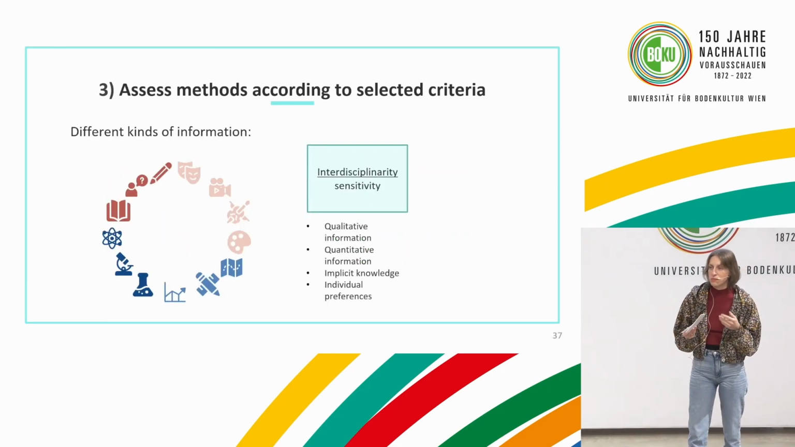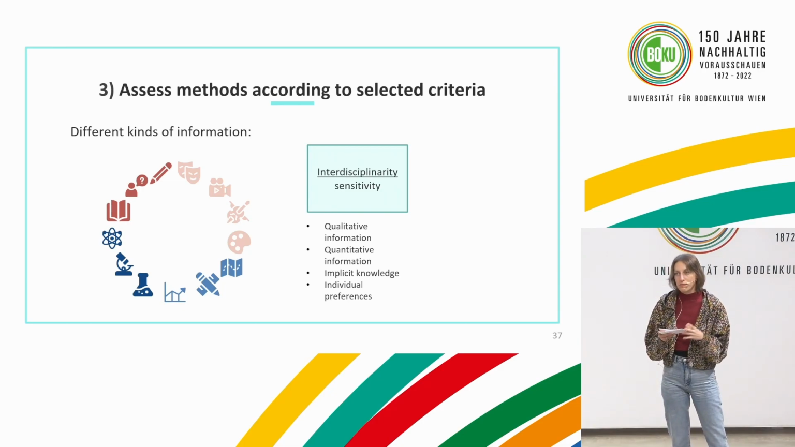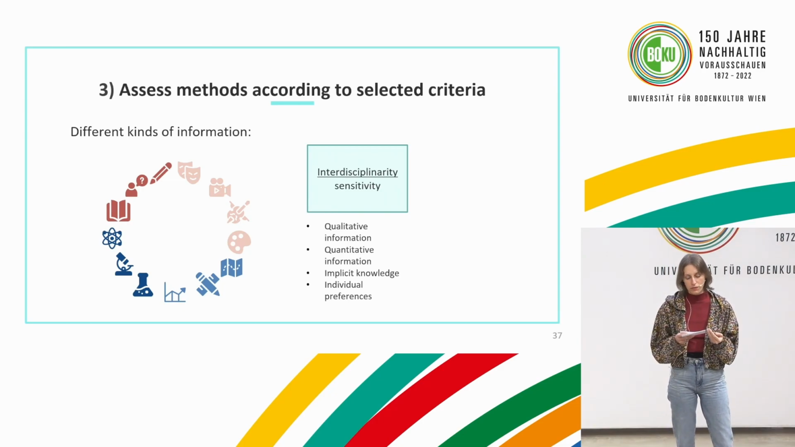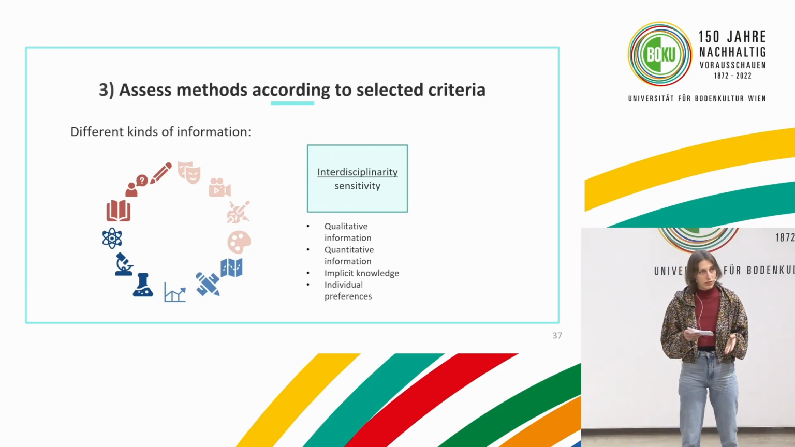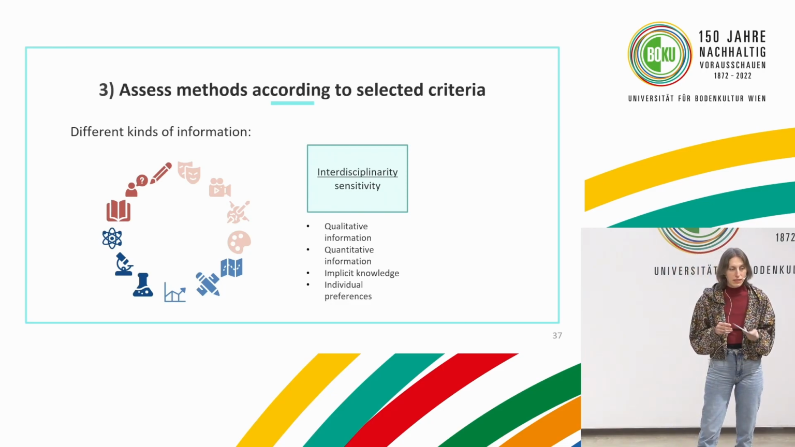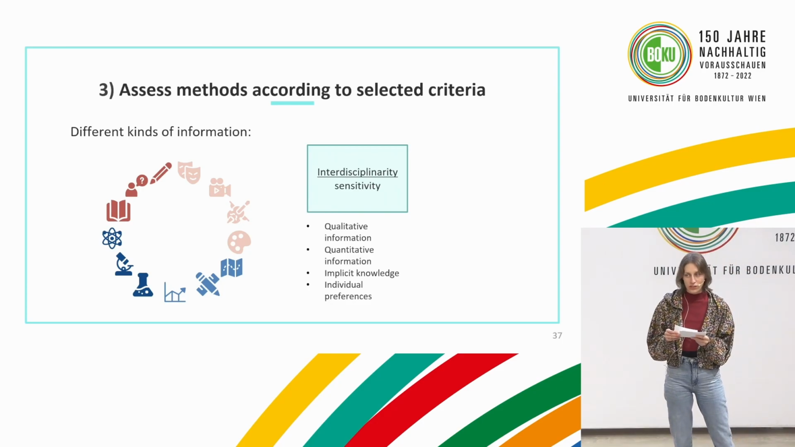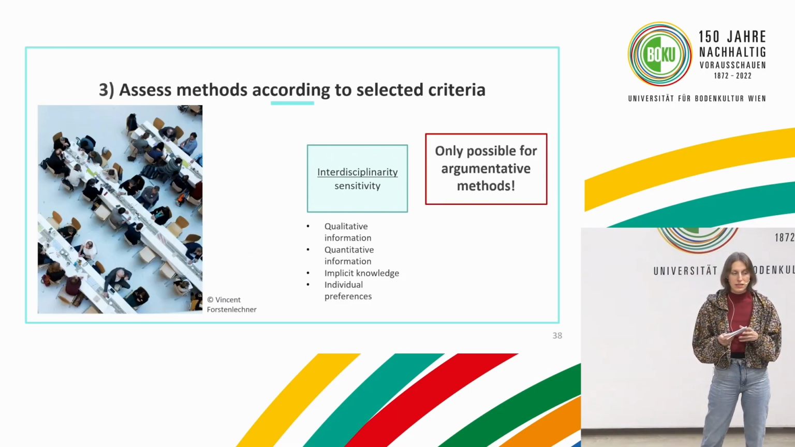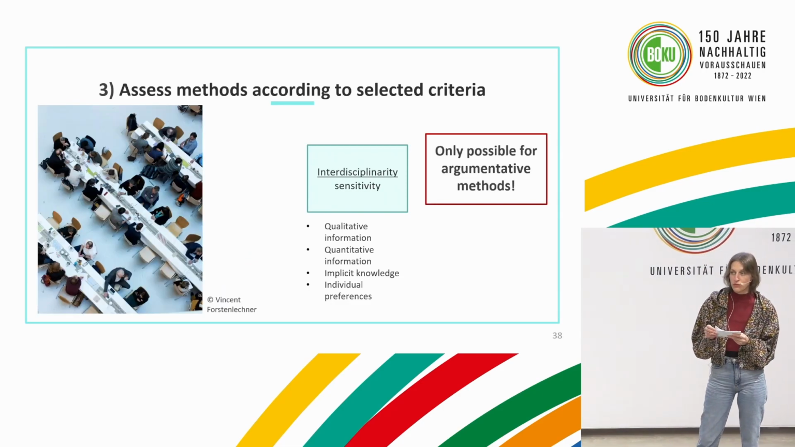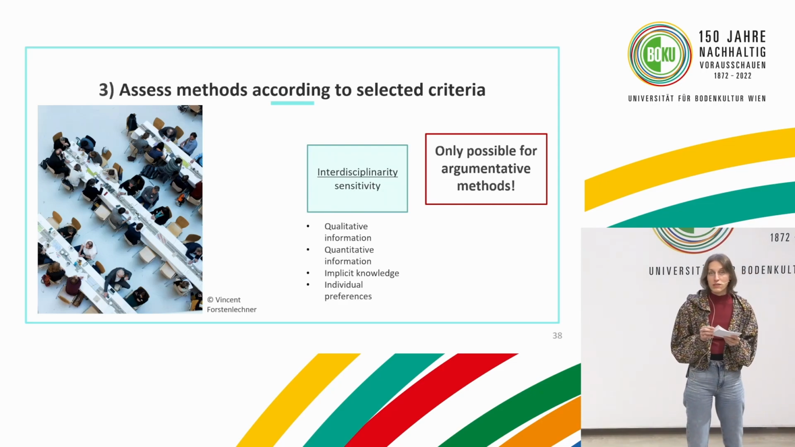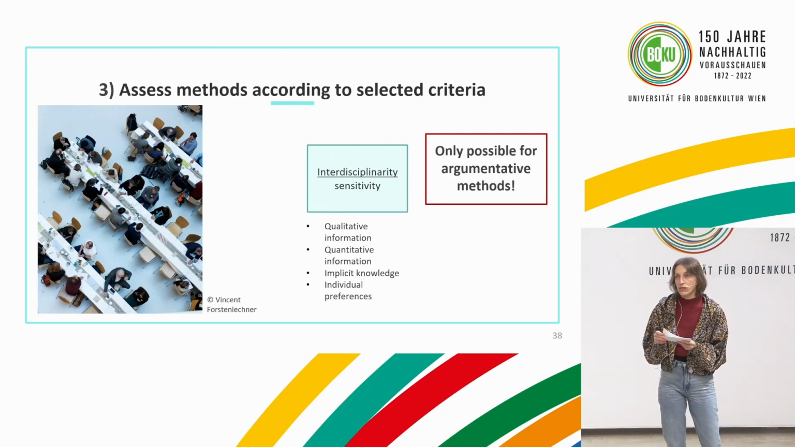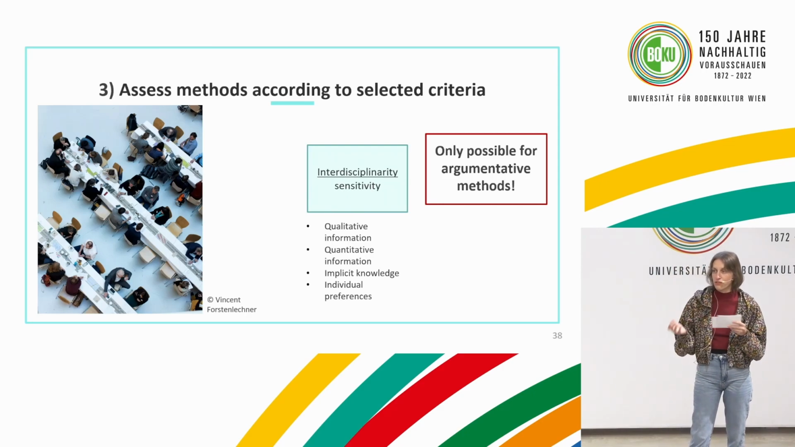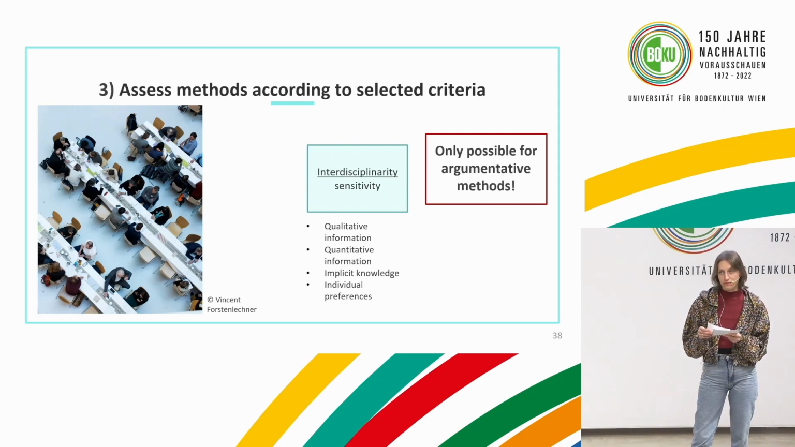In this study by interdisciplinarity sensitivity, we mean that the method is able to process different kinds of information, like, for example, quantitative data, qualitative data, implicit knowledge, or individual preferences. In our assessment, interdisciplinarity sensitivity was only possible for argumentative methods. Interdisciplinarity sensitivity is important because it makes it possible to include scientists from different fields and work together. So it can enhance collaboration.